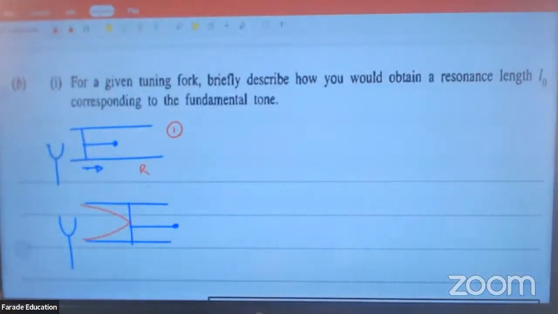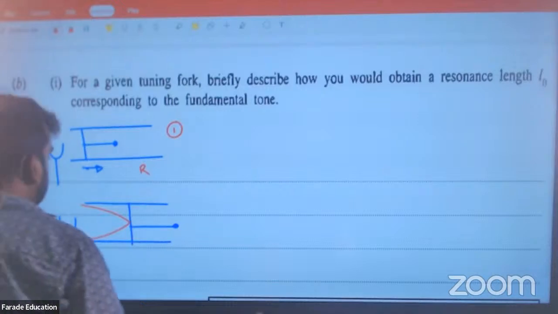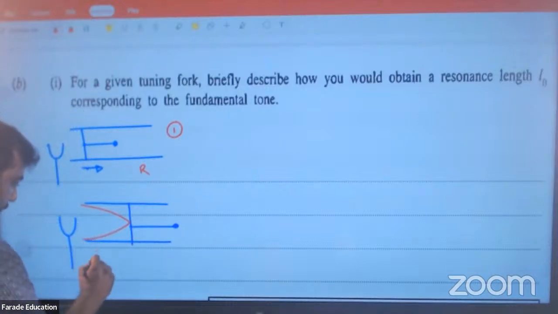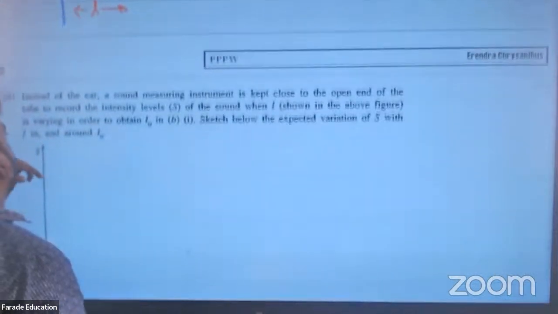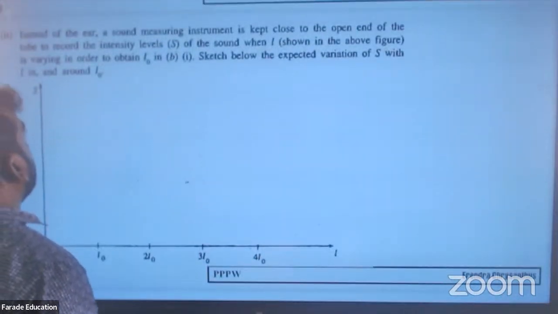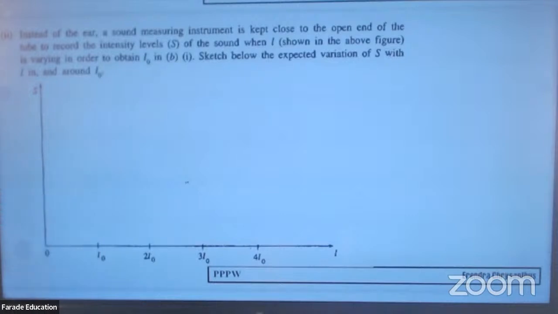At a particular instant, the first loud sound is heard. Measure the vibrating length. Instead of the ear, a sound measuring instrument is kept close to the open end.